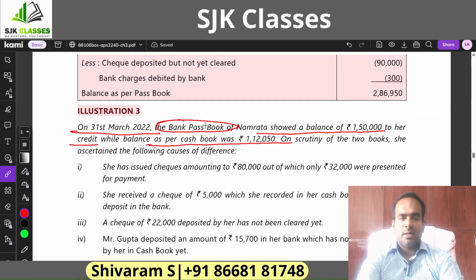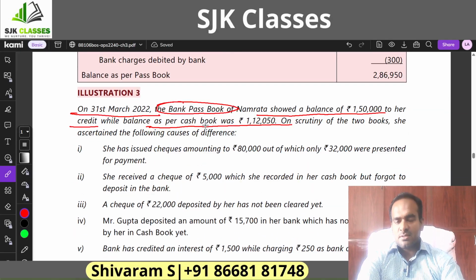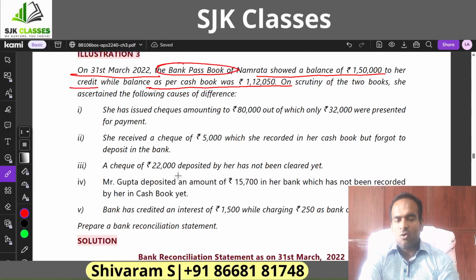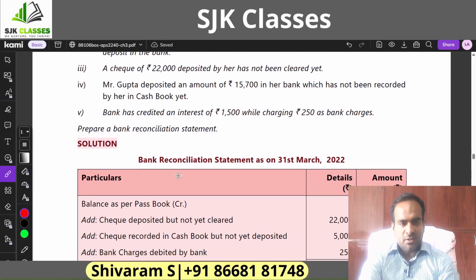We'll move to illustration number 3. We have got both the records. Passbook is given to us as well as cash book is given to us. Now we can take whichever book you want as the base and arrange the other book's balances. The reasons are given to you in the following points. We have to go for a BRS now. In the answer key, they have taken passbook as the base.